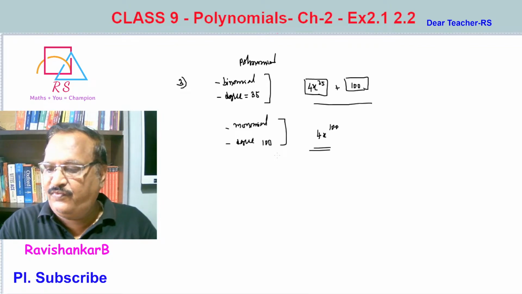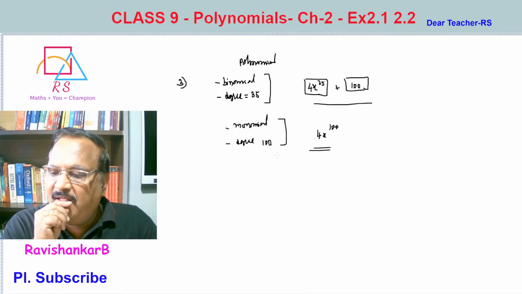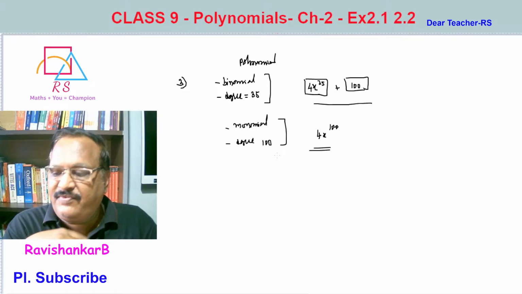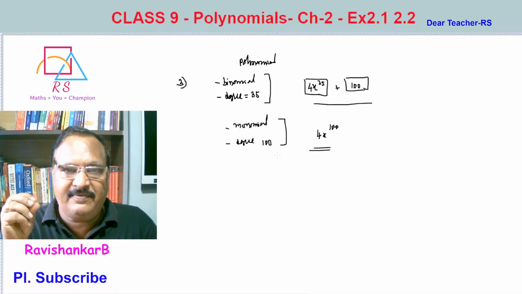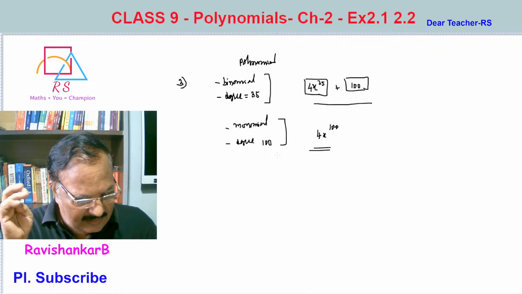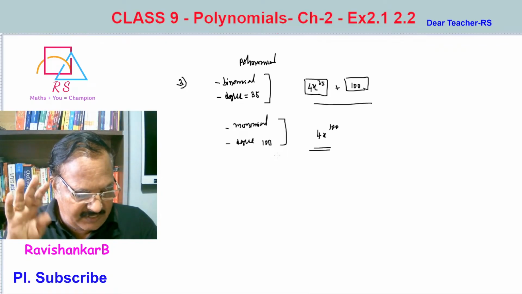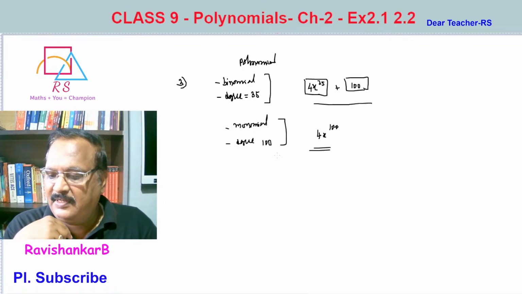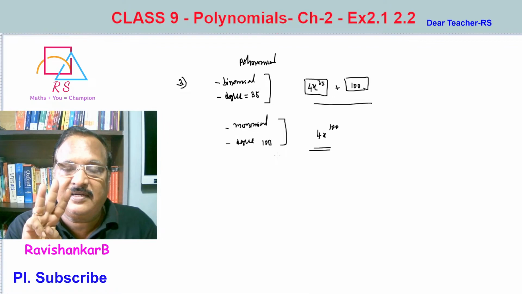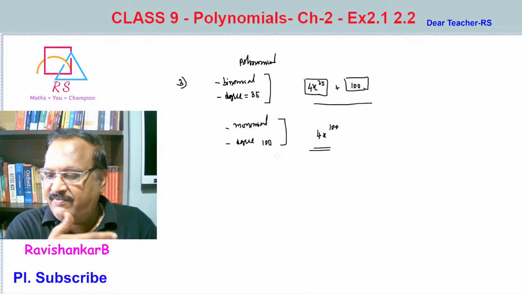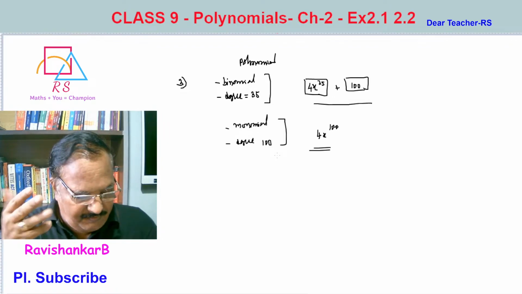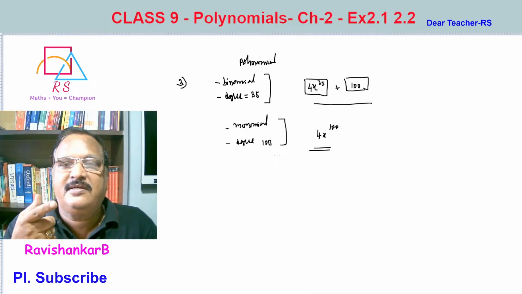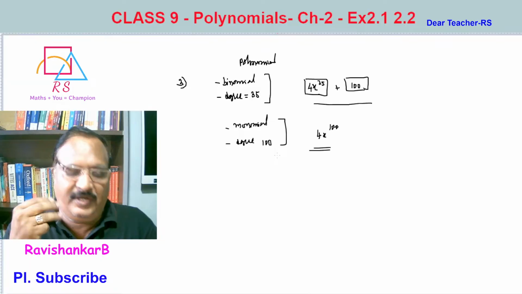Question number 4 is: write the degree of each of the following. Right, so the first one, 5x cube. Degree means the highest power of the variable. For the first part, you have to keep the textbook in front of you: 5x cube plus 4x square plus 7x. In this, the highest power is 3, therefore the degree is 3.